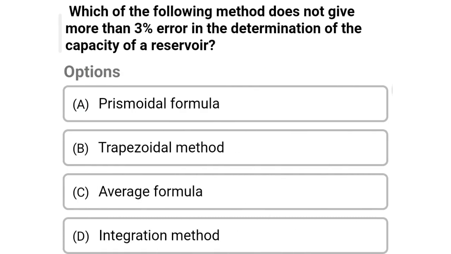So next question, which of the following methods does not give more than 3% error in the determination of capacity of reservoir? Option A Prismoidal formula, option B trapezoidal formula, option C average formula, option D integration formula. So the correct answer is option D integration formula.